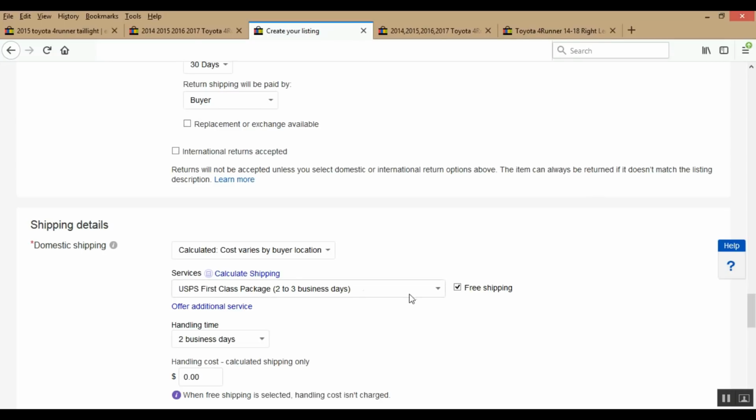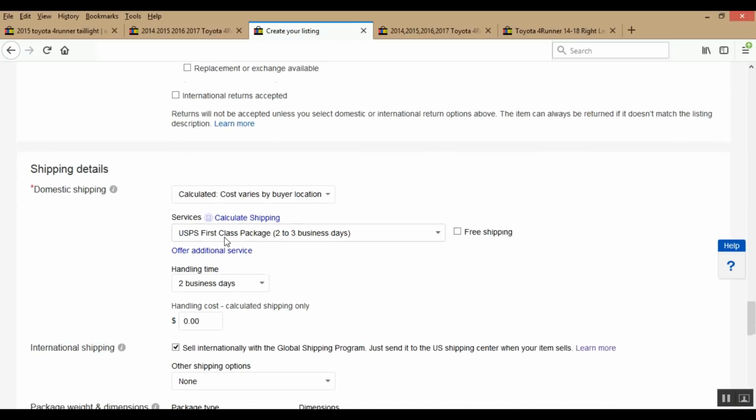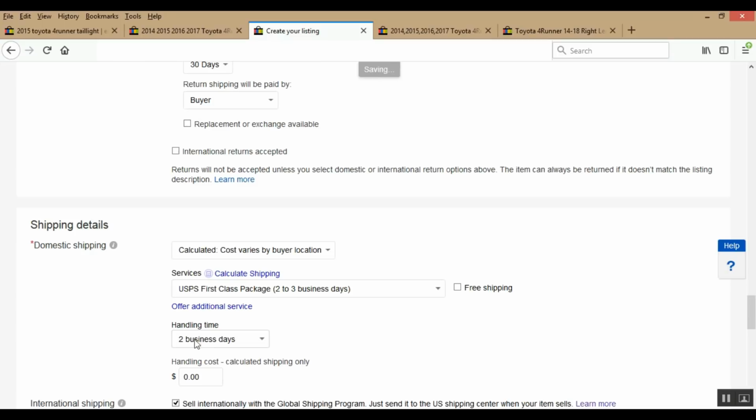All right, so there's a couple of options here. I want to do paid shipping. I don't want to just pay it myself. I want them to pay it, so I'm going to make sure that is not checked. And I keep up with 2-day business handling time.